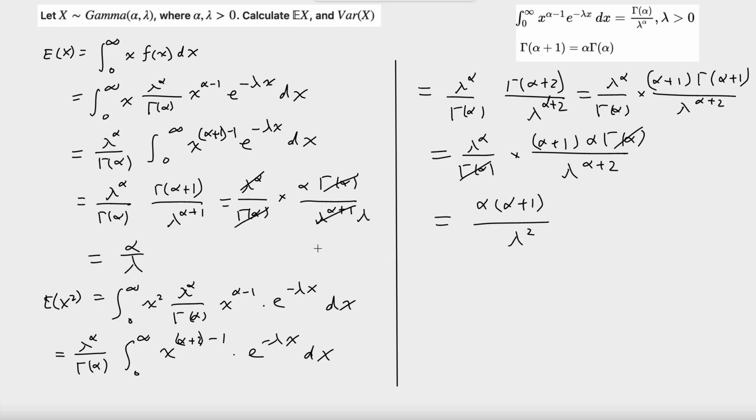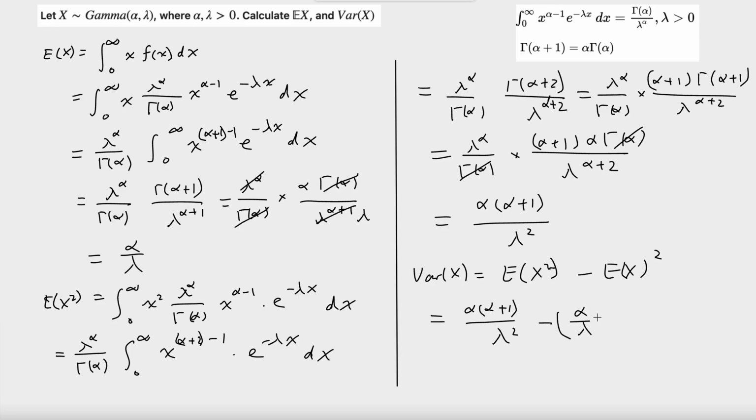Now we have the expected value of x, and we have the expected value of x squared. So now let's compute the variance. The variance of x is equal to the expected value of x squared minus the expected value of x, squared. So this is equal to alpha times alpha plus 1 divided by lambda squared, minus alpha divided by lambda, squared. And this is equal to alpha divided by lambda squared.